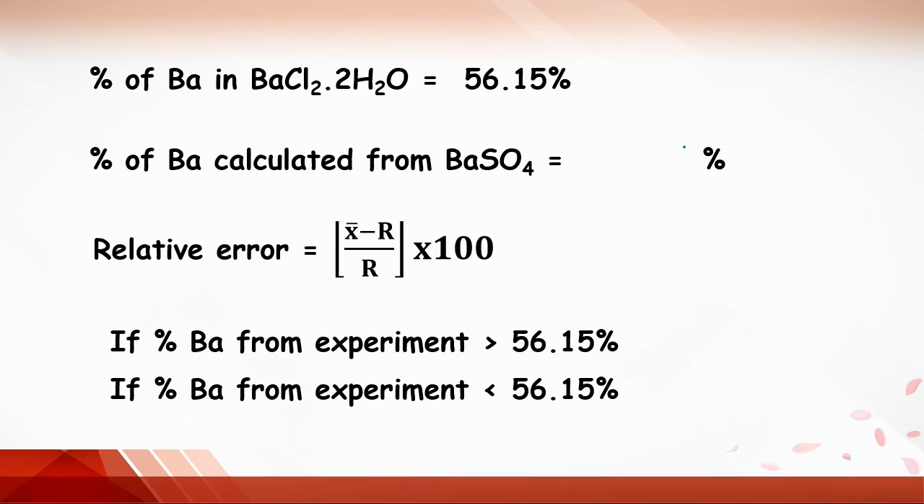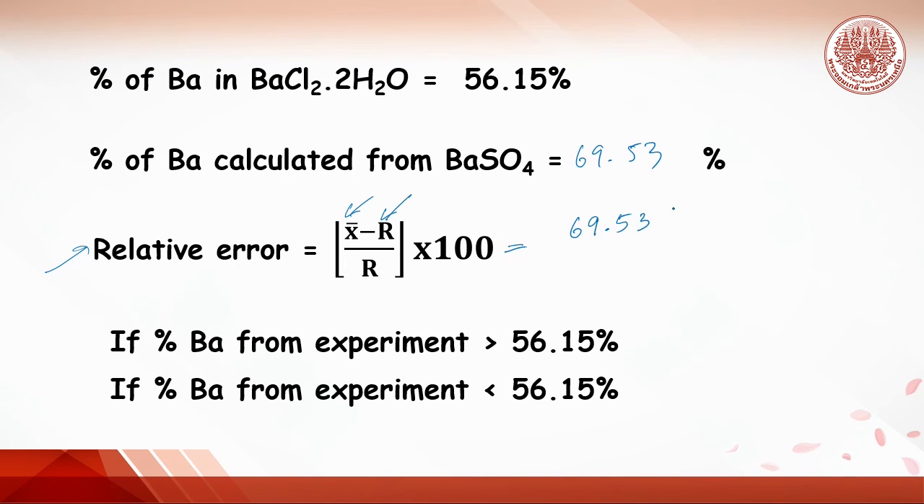So now we have this number and this number, and we can find the percent relative error. This one, 69.53, is from the experiment, and this one is from theory. So it is 69.53 minus 56.12 divided by 56.12. This is the relative error.